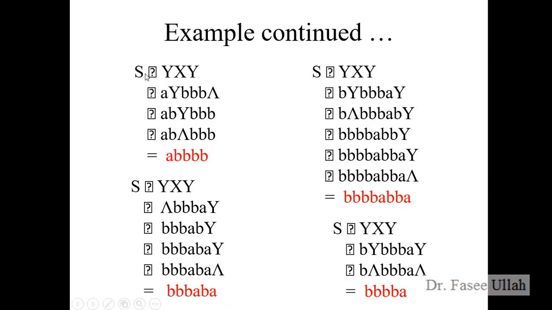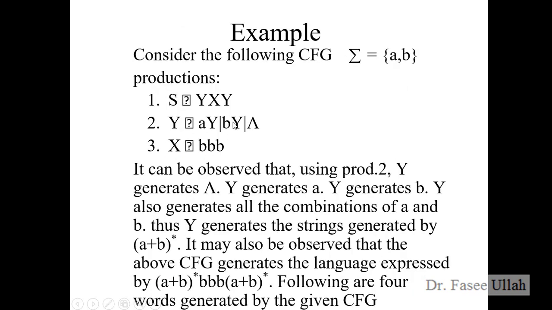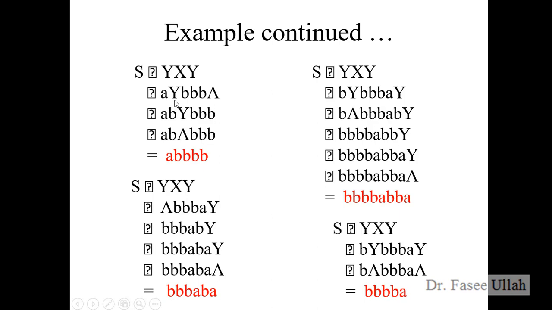Like here, S is equal to YXY. We already know this X is constant, so we just place 3 times b, and this Y we replace with empty, right, and this one with aY, as you know from here. Then we have replaced the 3 times b over here. Okay, we have put this one, a b Y, so we have obtained this.